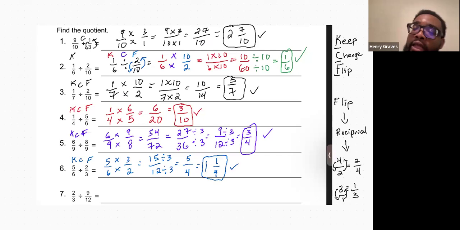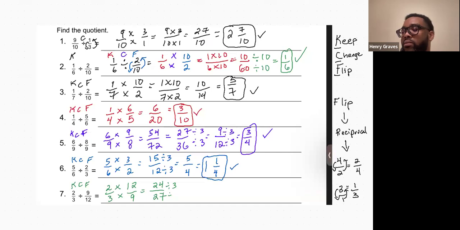I'm gonna leave the 2/3 the way it is, change the dividing to multiplying, and flip it so the 12 is on the top and 9 is on the bottom. 12 times 2 is 24. 27. Simplify both of these by 3 to get 8 over 9. So this is actually the nice, easy one right here. This is the easy part.